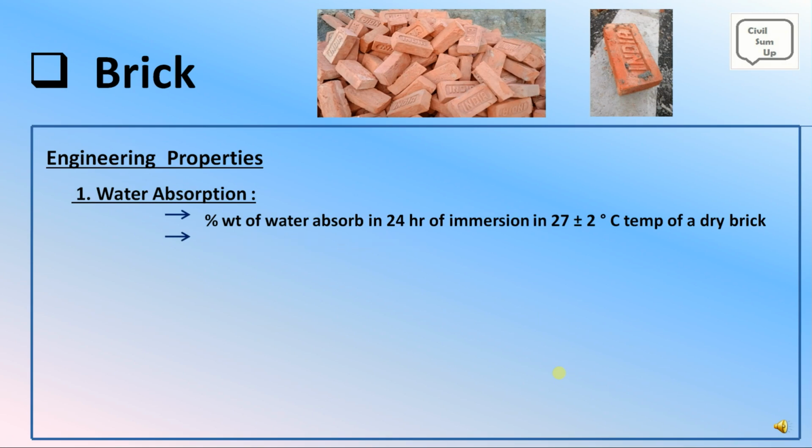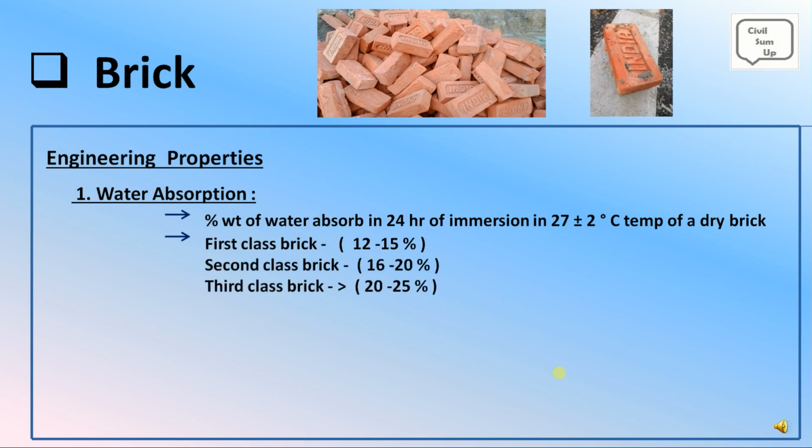So if it absorbs 12 to 15% of the weight of a dry brick in water, that is called a first class brick. Similarly, 16 to 20% weight of water absorbed by a dry brick is called a second class brick, and 20 to 25% is called a third class brick.